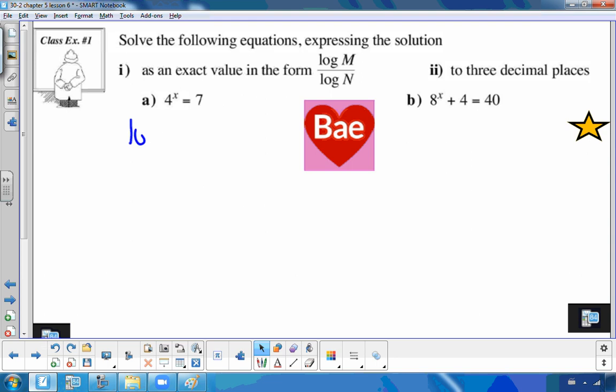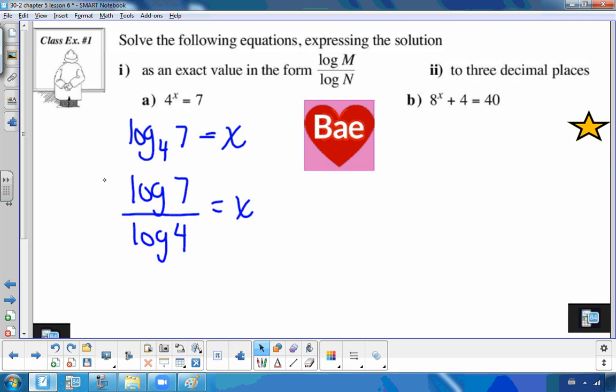So log base answer equals exponent. So that is my exact value. Now I can leave it as log base 4 of 7, or I can write it as log of the argument divided by log of the base. So two different ways that I can write that.